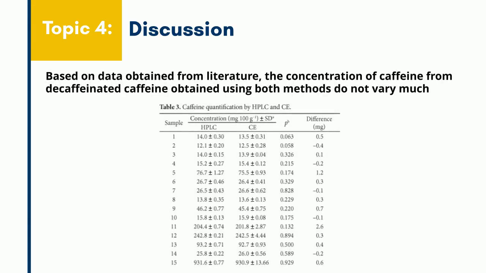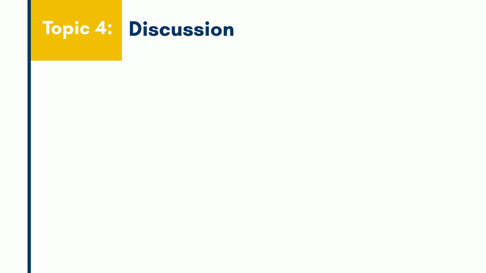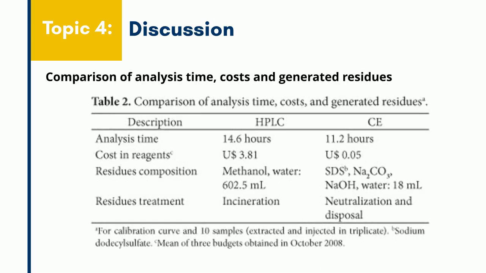Based on the literature data shown below, caffeine concentration obtained using HPLC and CE exhibit a very small difference. Therefore, quantification of both methods are very similar. Since we could not provide an accurate comparison of the quantification by HPLC and CE, let's move on to compare the analysis time, cost, and generated residues.